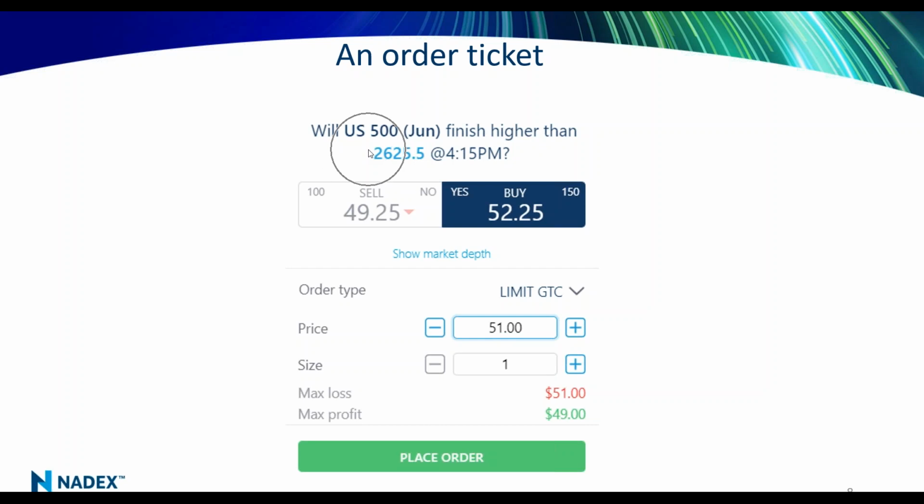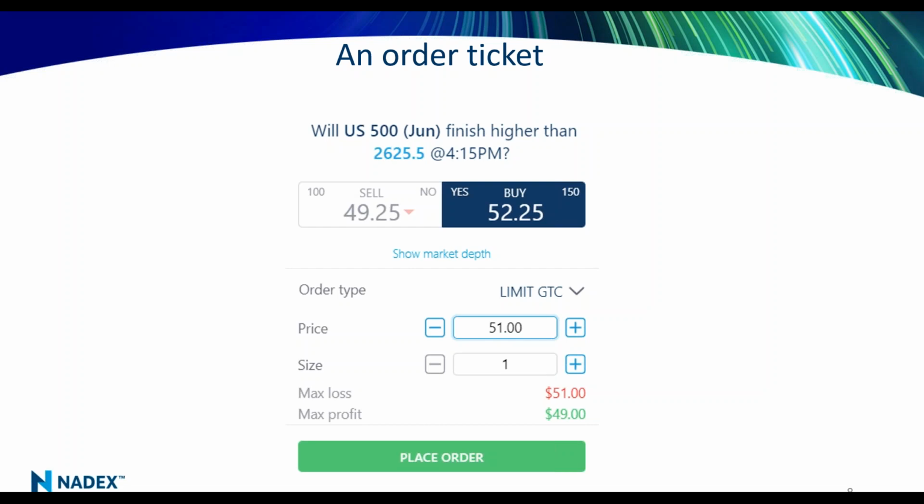Now, in this particular order ticket that I brought up, the question was, will the S&P 500 be above 2625.50 at 4:15? All right, and maybe that was yesterday because I think we're higher than that now. We've rallied. Now, what do you see on the order ticket? You see a price that you can sell it at. That's the bid price, but that is where you could sell it. And there is an ask price, the price that you would have to pay.